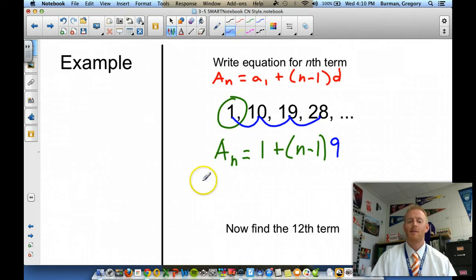So when we solve this or create a function rule, we're going to now use our simplifying process, which means we have to distribute the 9 to everything inside the parentheses.